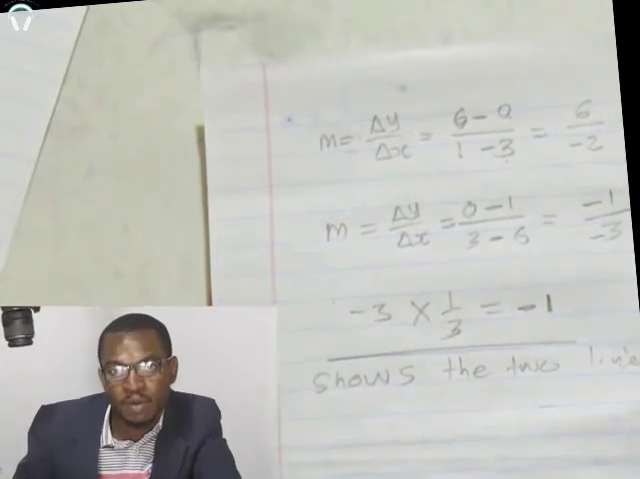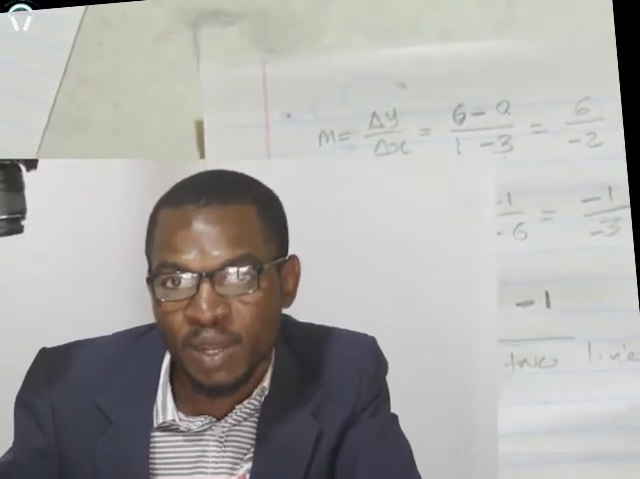So let's recap. When two lines are perpendicular, it means the product of their gradients equals -1. And when two lines are parallel, it means they have the same gradient. Also be made aware of the distance formula and also the gradient formula, which is the most important thing.